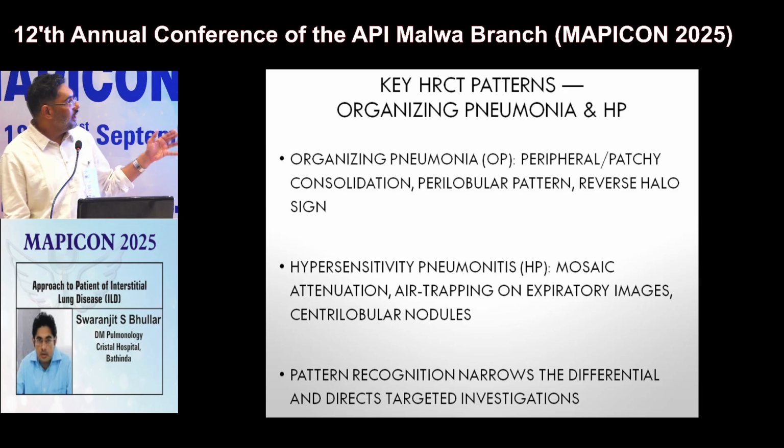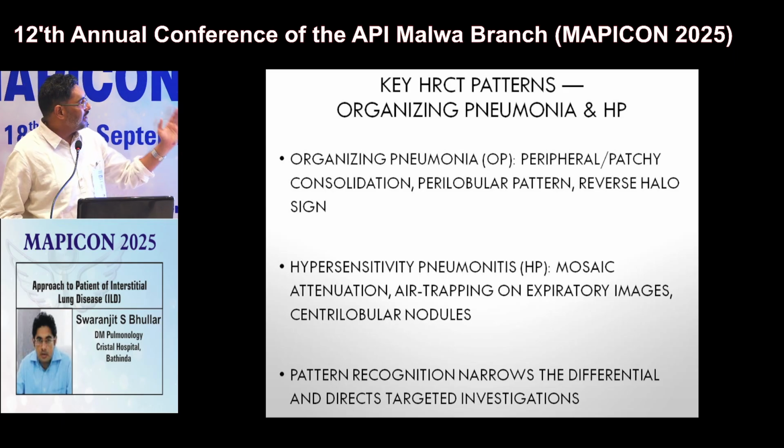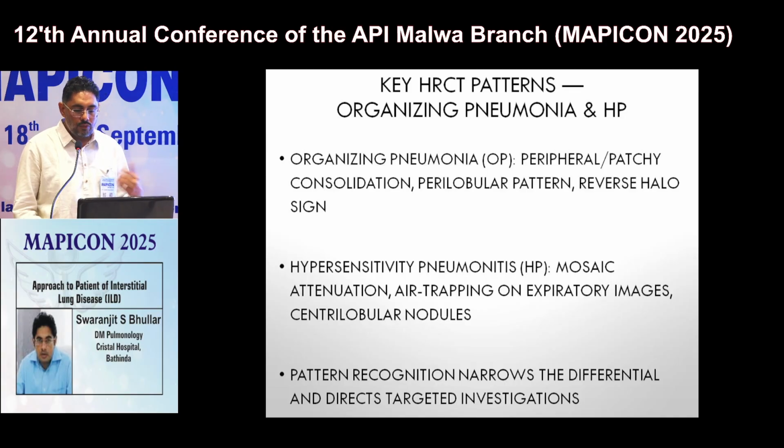Organizing pneumonia we have already discussed. These are peripheral patchy perilobular consolidations with the reverse halo sign. In hypersensitivity pneumonitis, you may have mosaic attenuation, air trapping on expiratory images, and centrilobular nodules. This pattern recognition shows the differential and directly targets the various investigations and treatment.